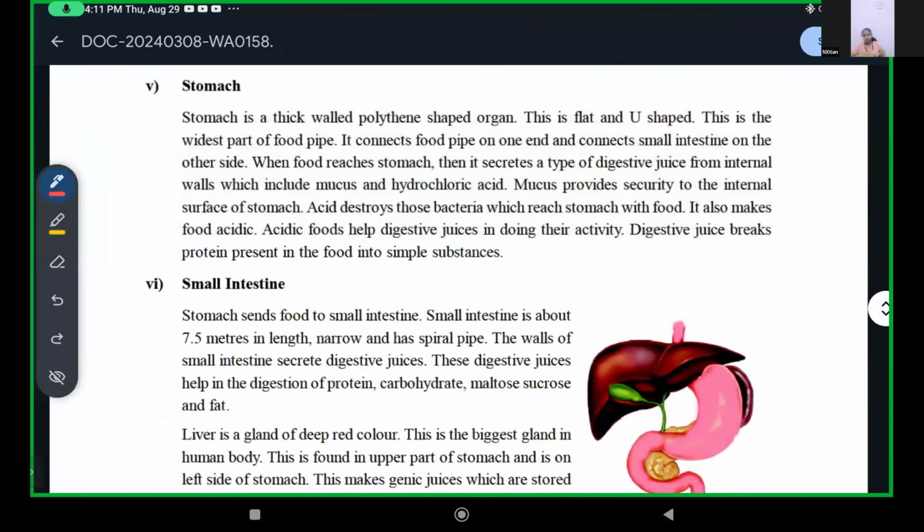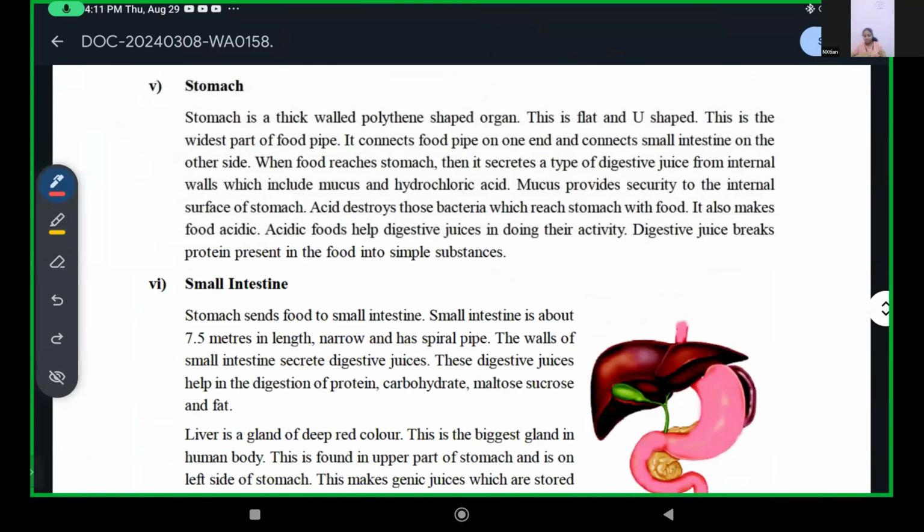Stomach is a thick walled polythene shaped organ. This is flat and U-shaped. This is the widest part of the food pipe.